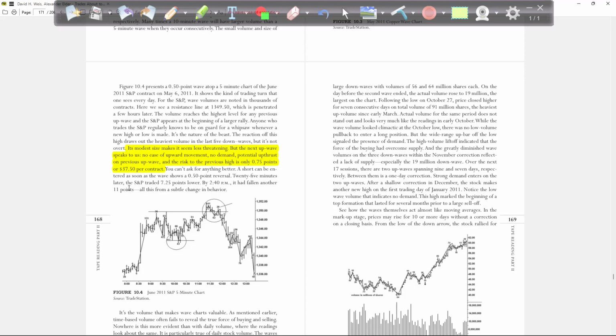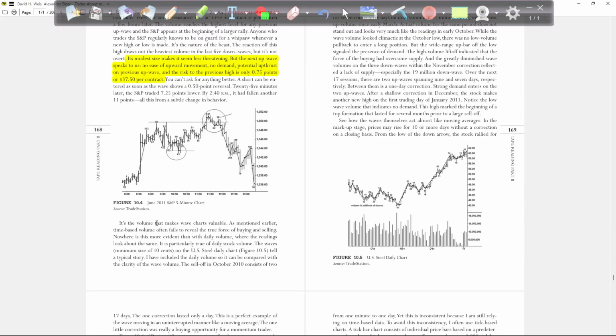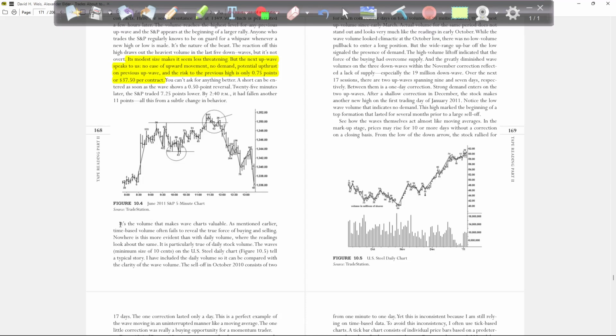25 minutes later the S&P traded 7.25 points lower. By 2:40 p.m. it had fallen another 11 points. All this from a subtle change in behavior. It's the volume that makes wave charts valuable, as mentioned earlier.